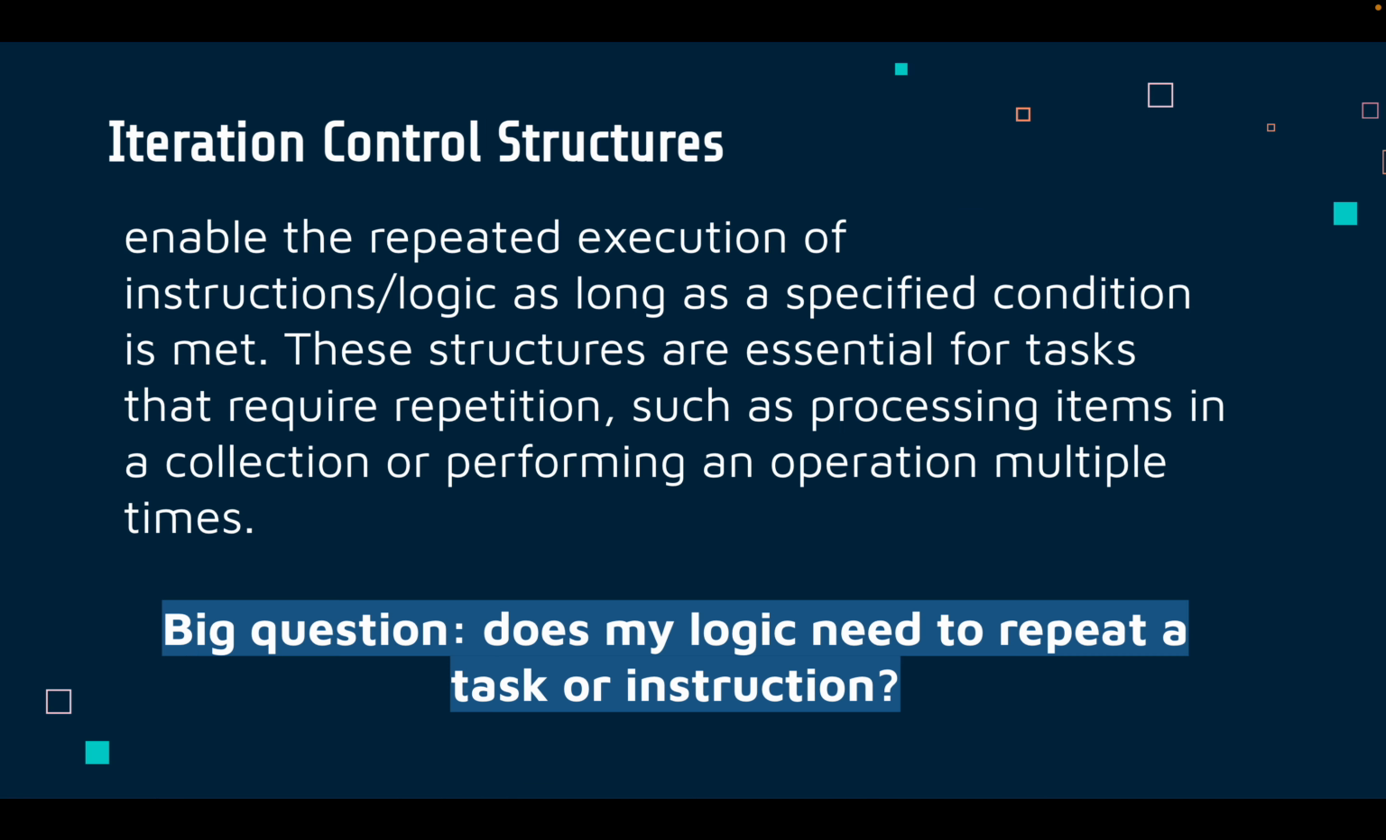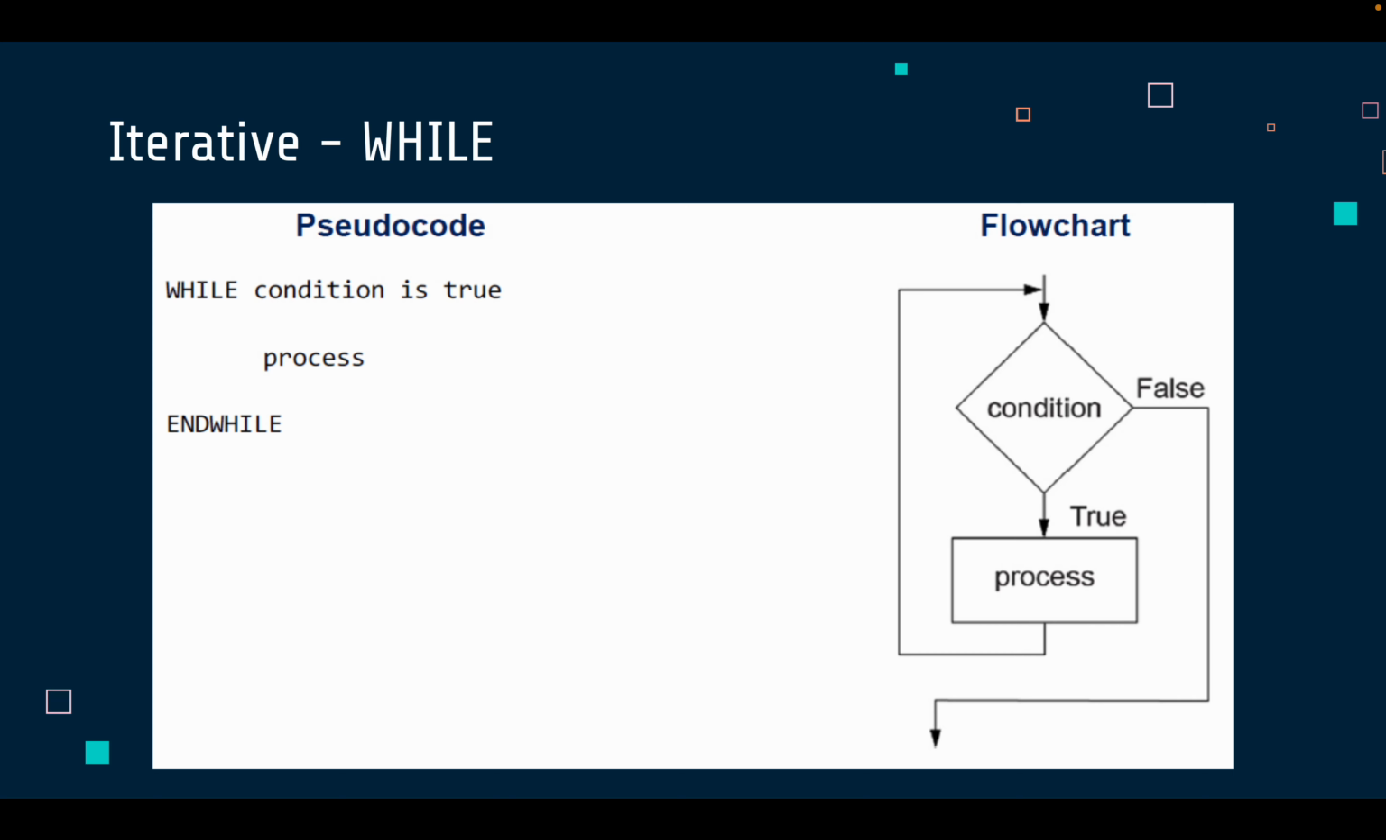The next type, so they're my choices. If I need to let my code make a choice whether or not it executes something and what that something is, it's a selection control structure or a choice. An iteration control structure allows for a repetition. Does my logic need to repeat a task or an instruction? If the answer is yes, then I'm using an iteration.